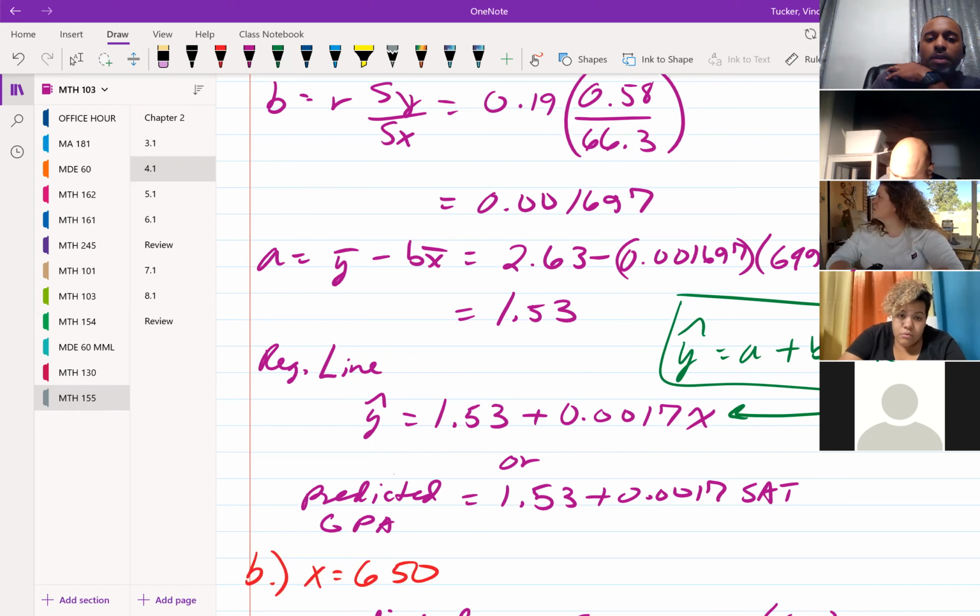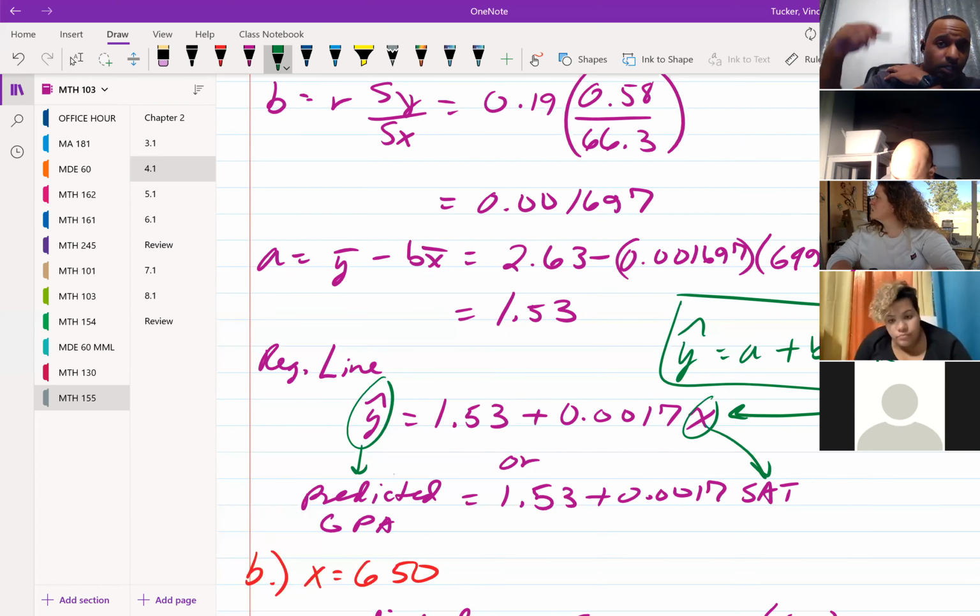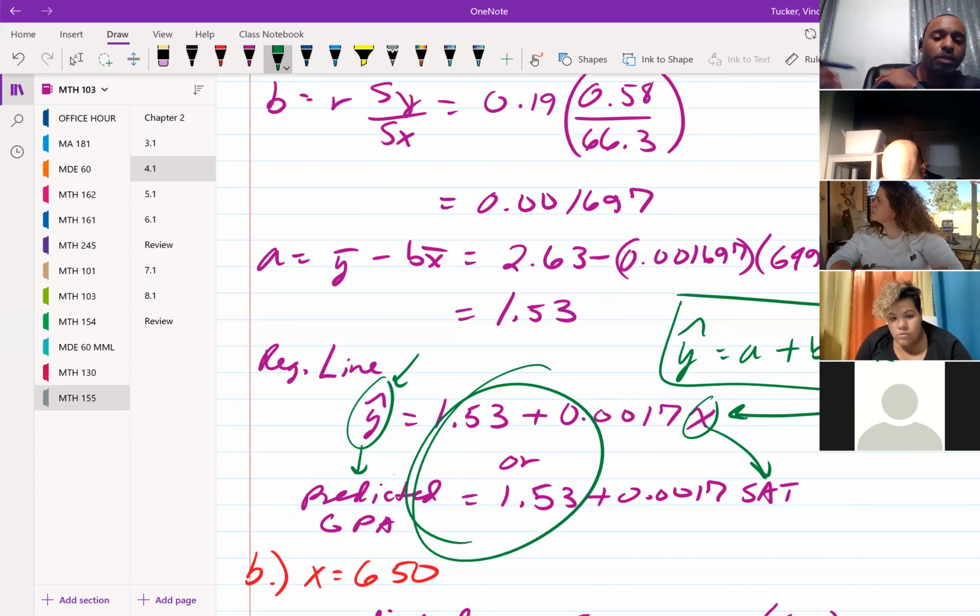And then they could also say, replace this with the words. They already told us the X was the SAT. And remember, this is always going to be the predicted Y. So predicted GPA, since they told us the Y was GPA. So you can write it in either one of these forms. MyMathLab could ask you for the answer in either form.